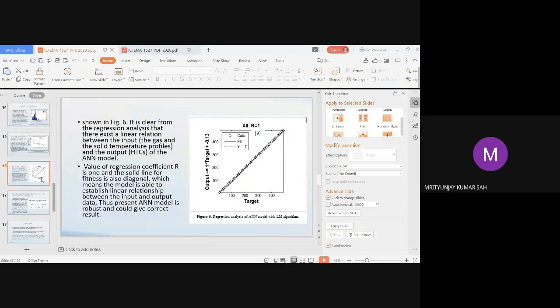Sir, here in this figure, see, this is the target, here is the straight line, and this is the data and this is the output. Everything is on the same line. It means it is 100% the reference value. No sir, we are comparing this data. Right? Yes, sir.